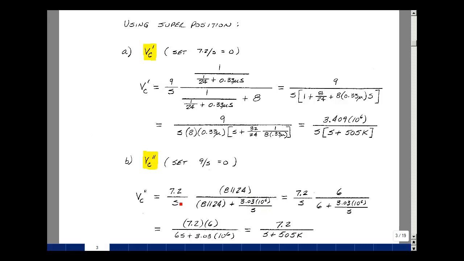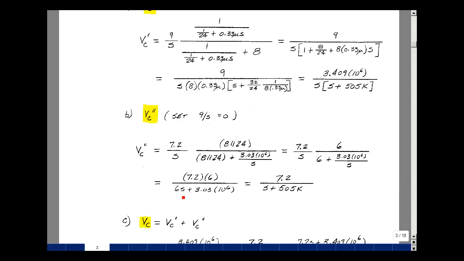We're going to multiply that by our initial condition, which is a 7.2 volt step. 8 in parallel with 24 is the product over the sum. It turns out to be 6, so I've got 6 over here. Let's multiply through by S then. So I've got 6S, and then I've got 3.03 times 10 to the 6th. Could pull out the 6. So I have S plus 3.03K times 10 to the 6th divided by 6, and that's again 505K. The 6 and the 6 cancel. I got 7.2 in the numerator.